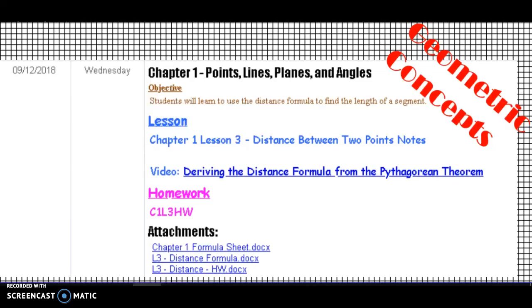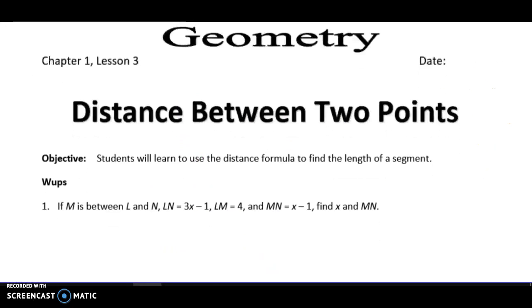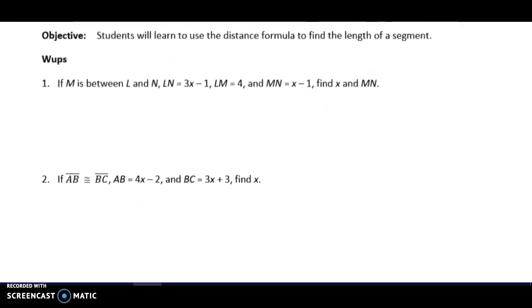Alright, so today is lesson 3, finding the distance between 2 points. Some of them will be really simple and some will be a little bit more involved, because we're going to have a special formula to use. First, you have some warm-ups from yesterday using the segment addition postulate. The whole thing is equal to the sum of the parts. So draw each picture, complete them, and then come back and check your work.